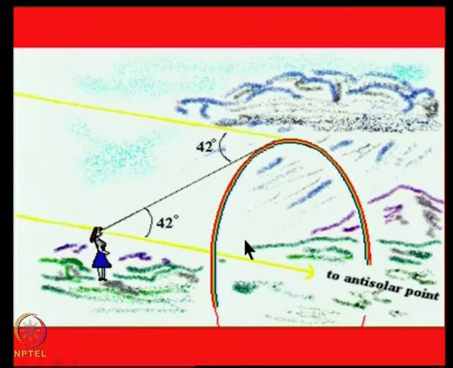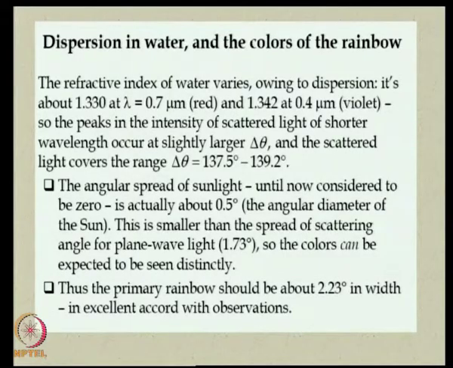And the best way to see it is that the human observer has to make an angle of 40 degrees with the sun's rays coming towards the droplets. Now, the rainbow owes its existence not only to the occurrence of refraction and total internal reflection, it is also due to dispersion.